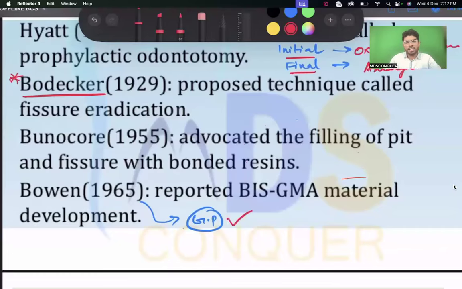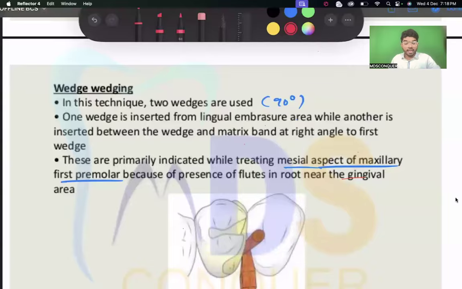Okay, right. So then about wedges, most of you are familiar with wedges. Wedges are the devices usually preferred for rapid tooth separation. And wedging techniques are very, very frequently asked questions, repeated many times in the last 5 years of NEET, particularly rather than INICET. Wedge wedging is a technique where two wedges are used at 90 degrees to each other. A diagram-based question is also given in the exam, so please focus on the diagrams also.